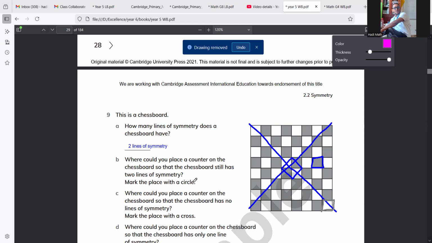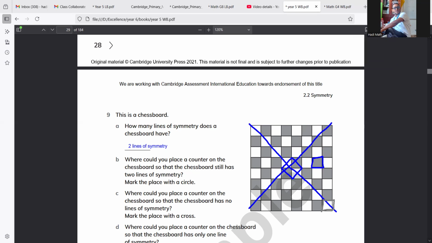Mark the place on the circle. We should just place it where? We place it on the center. When I say center, okay, this one here. You just place it over here on the center, and then it will still be a line of symmetry. Nothing is going to change.